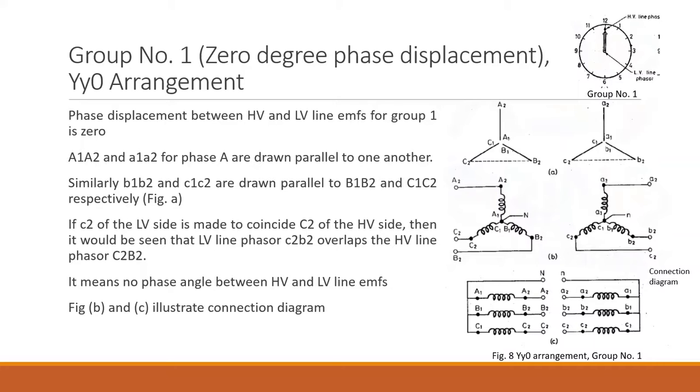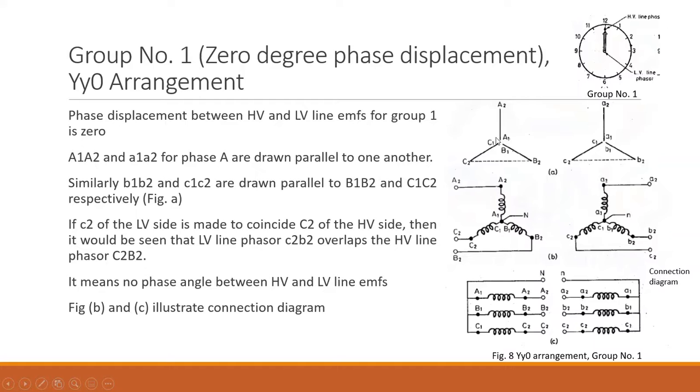The phasor can be obtained like in an equilateral triangle. Already we said that A2 will be at the top, B2 will be at the right, and C2 will be on the left. So considering that its positions are fixed, what can you draw? You can draw the other terminals.